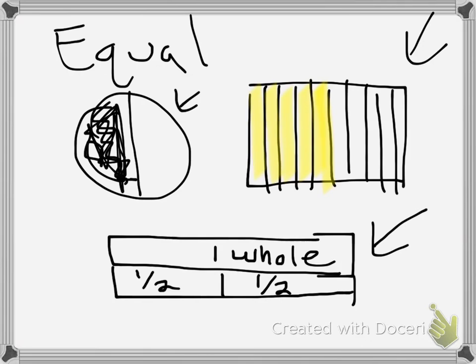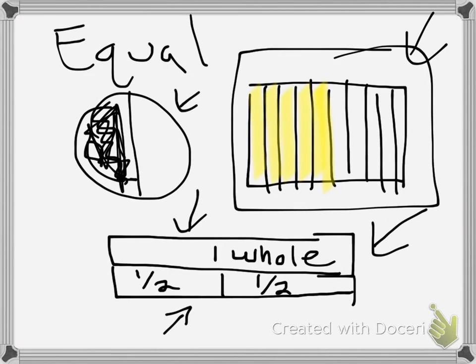Okay, so in each of these, there is one whole. Well, in the case of a circle, it's the entire circle. In the case of the fraction bar, it's that first one on top. In the case of the tens bars, it's the entire thing, the entire rectangle.